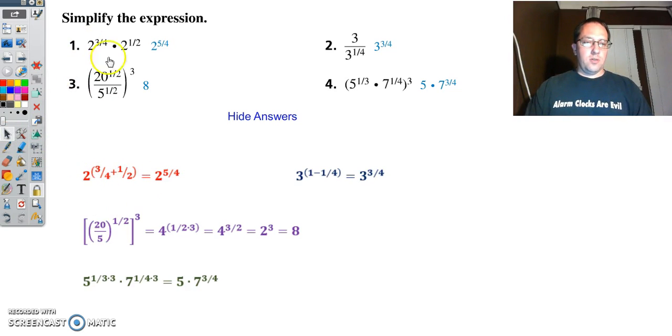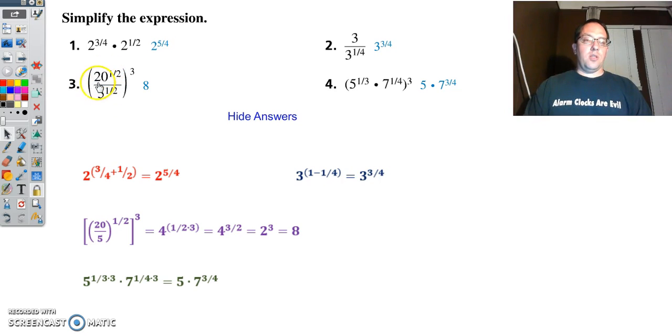Number 1, notice our bases are the same, and so we're just going to add the exponents. So 3/4 plus 1/2, which is 5/4. So we have 2 to the 5/4. Number 2, our bases are again the same, 3 and 3. So we're going to subtract the exponents. I don't see one, so it is 1. So we have 1 minus 1/4, which is 3/4. So we have 3 to the 3/4 power.